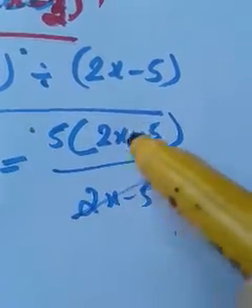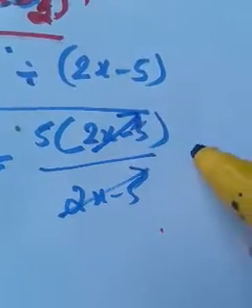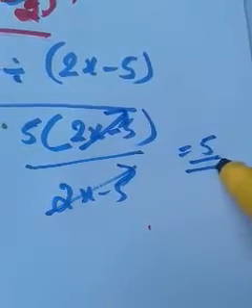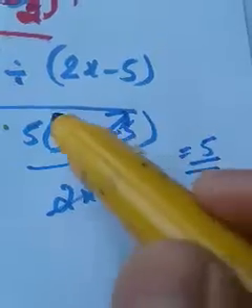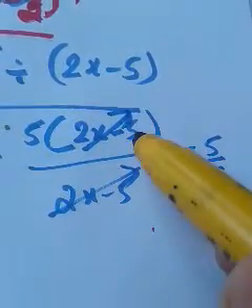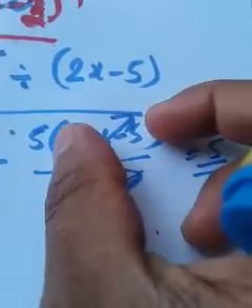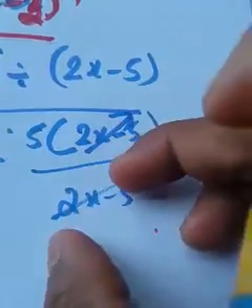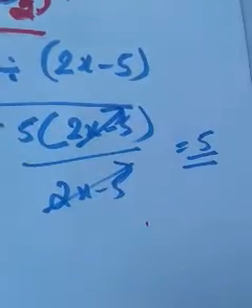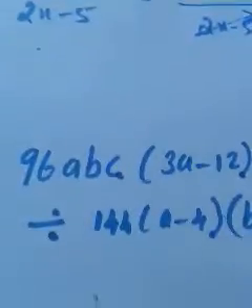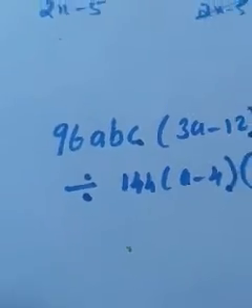Now we just see this 2x minus 5 and this 2x minus 5 will get cancelled, and what will remain? 5 will remain, because inside the bracket this is a separate term. So this kind of cancellation can be done. So only 5 will remain, and 5 is the answer. And let me come to the next question.